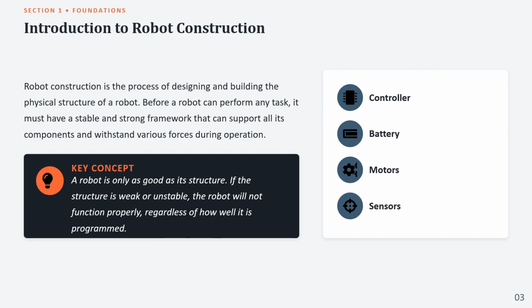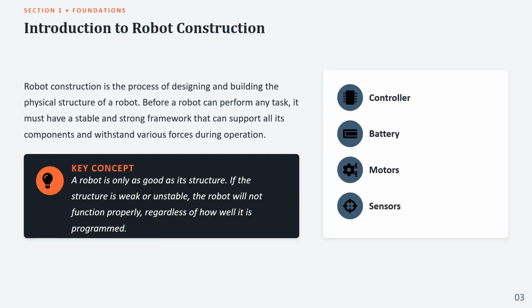Robot construction is engineering that happens before writing a program. A robot consists of components: controller, battery, motors, sensors, and all these components require a framework to sit on. So a robot structure does two things. The first is to hold its components, that is the motor, the battery and other parts, together. The second is its ability to withstand different forces.